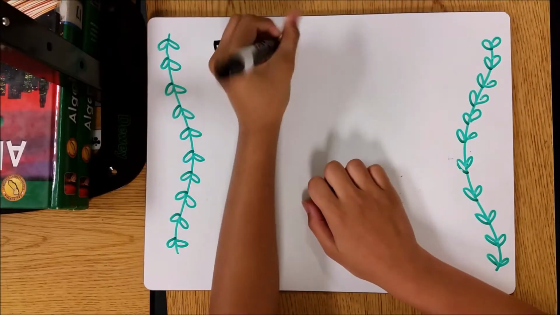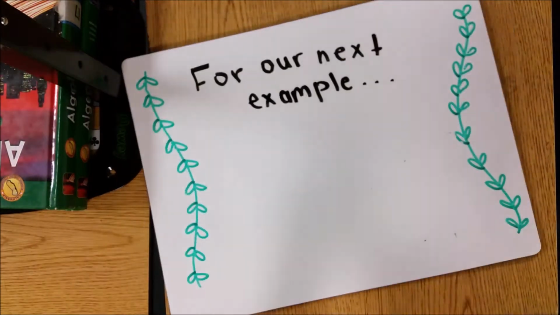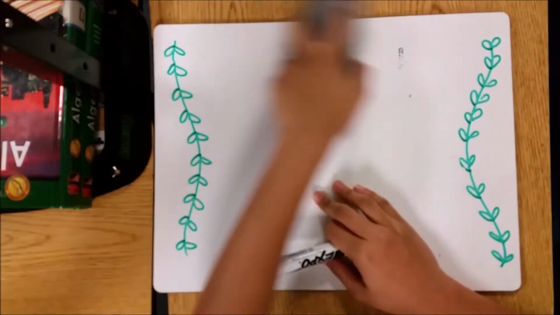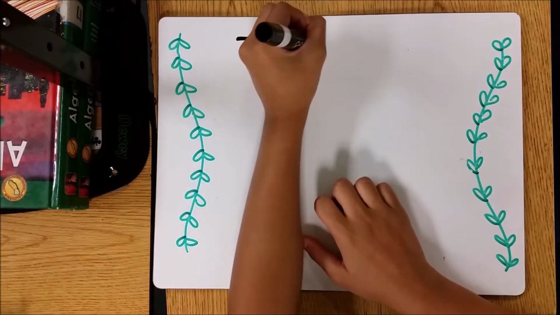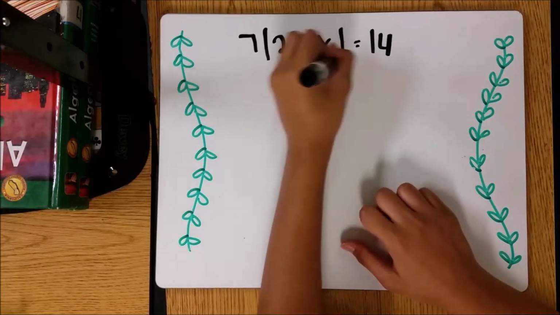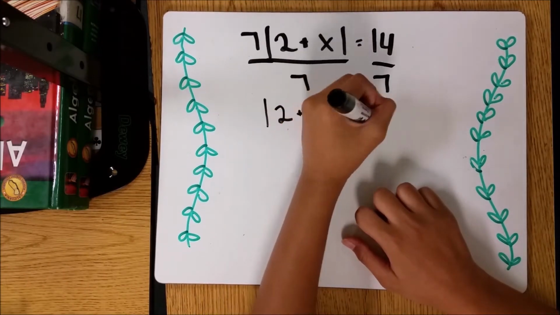For our next example, we have 7 times the absolute value of 2 plus x is equal to 14. Since we have 7 on the outside on the left-hand side, we have to divide it from both sides to isolate the absolute value. This gives us the absolute value of 2 plus x equals 2.